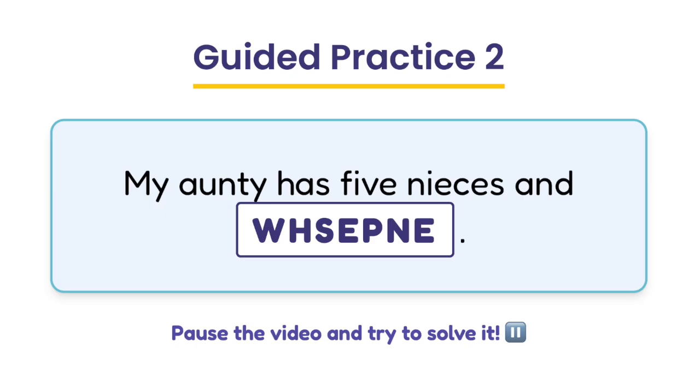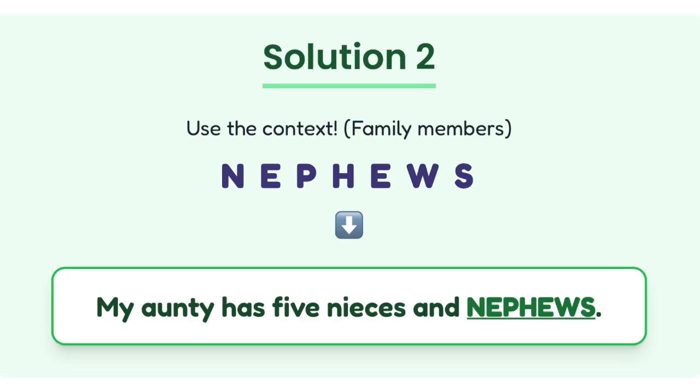Let's try one more. My auntie has 5 nieces and WHSEPNE. Pause the video and give it a go. How did you do? Let's look at the context. The sentence is all about family members, auntie and nieces. What word usually goes with nieces? Nephews. Let's check our anagram letters. NEPHEWS. Yes, they are a perfect match.